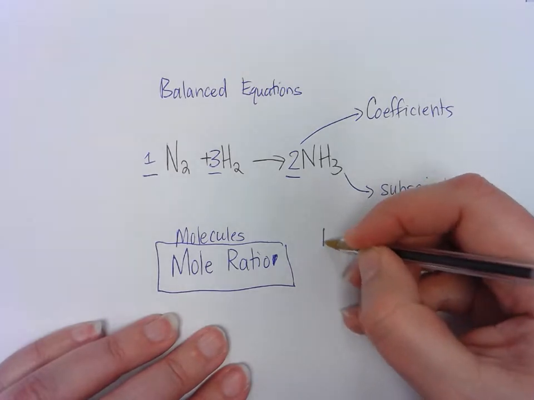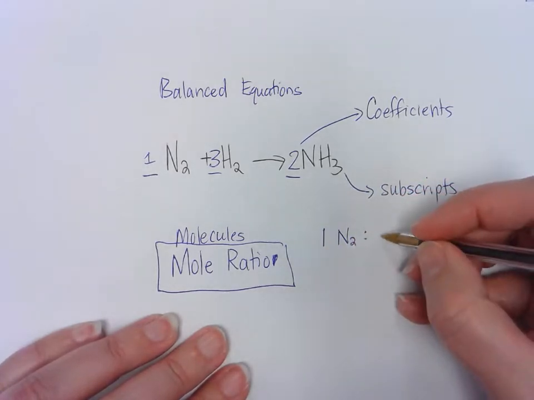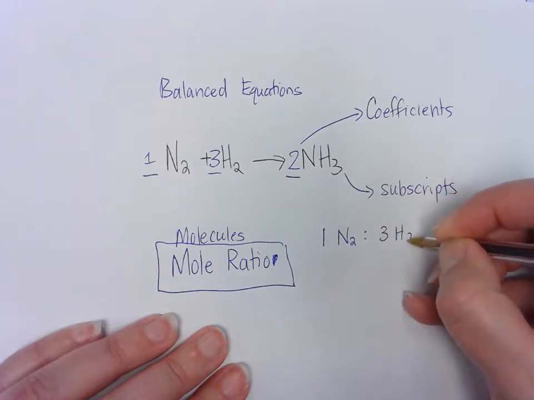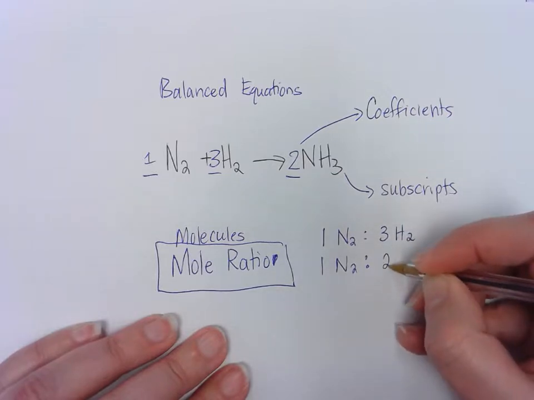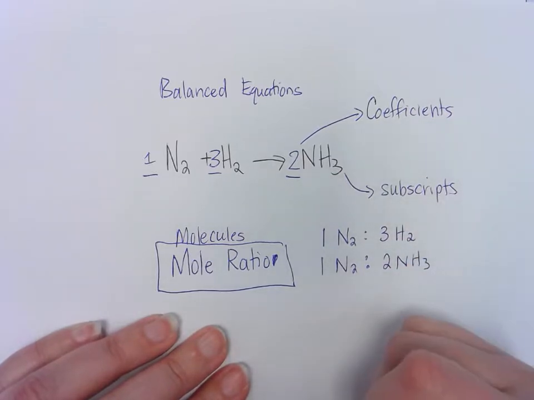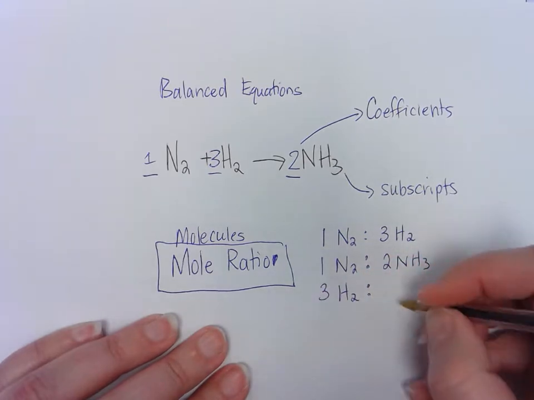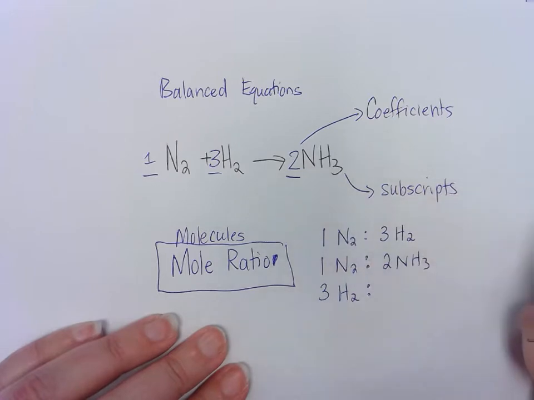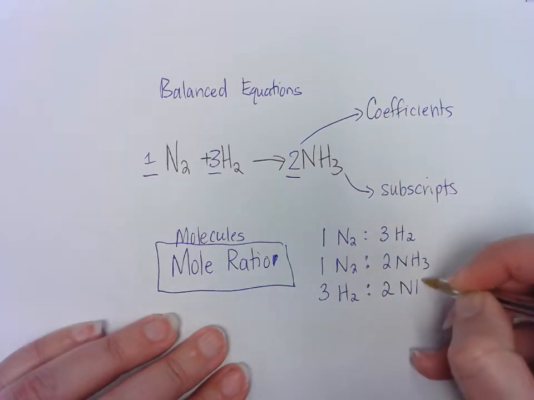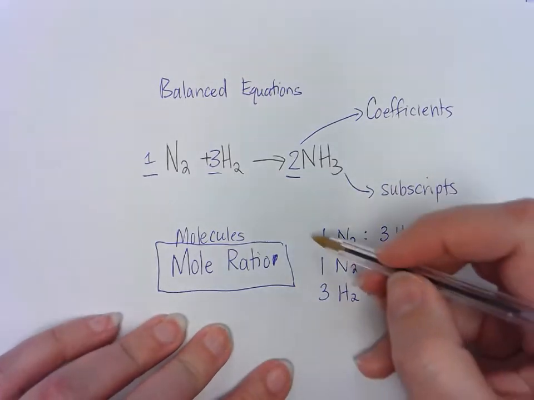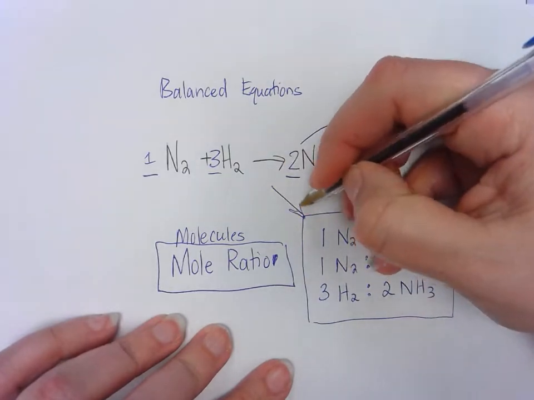It's telling me that every time I put 1 N2 in, in order to make the reaction go, I will need 3 H2s. And every time I put 1 N2 and 3 H2 in, I will get 2 NH3s. And every time I put 3 H2 into that reaction, I can go backwards and get the N2. I will also yield 2 NH3s. So this is another way of looking at information that is provided from our balanced equation.